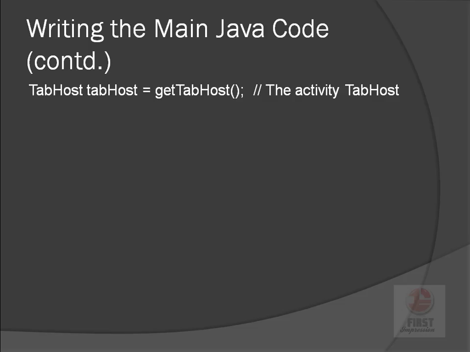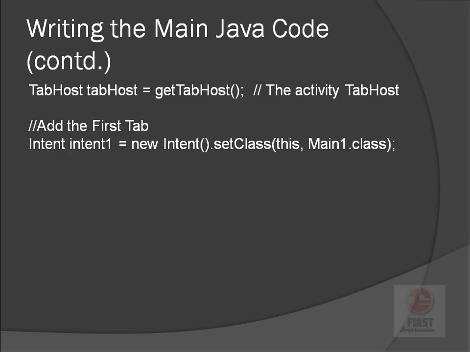Each of these tabs will have some specifications. So we have to first specify the specifications of the tab, that is the text on the tab, the icon on the tab, and the layout on the tab. So each tab will be an activity. So we'll first create an intent for it. Intent1 equals new intent, and we are passing the context of the application and the main1.class. The main1 is the tab that we want to launch over here.